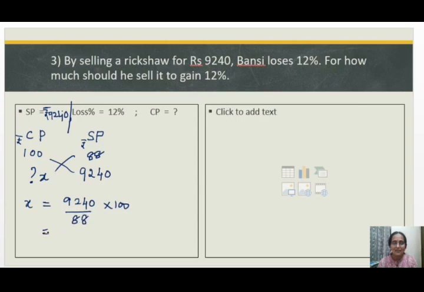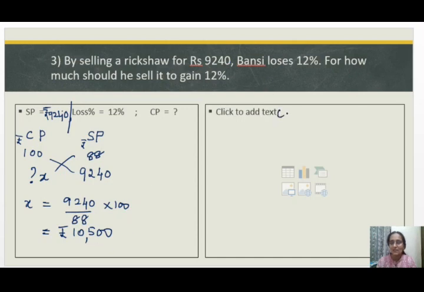I cannot multiply it here, it is too lengthy, so I will write the answer directly. You have to find it out yourself. It is 10,500, the cost price. X is the cost price here. For selling price rupees 9,240, cost price is 10,500.